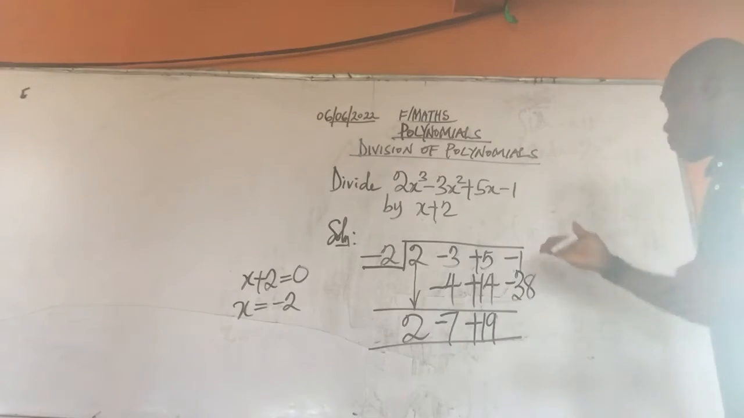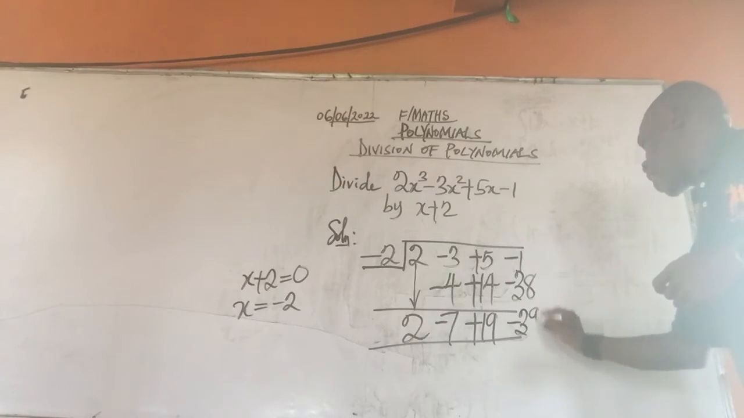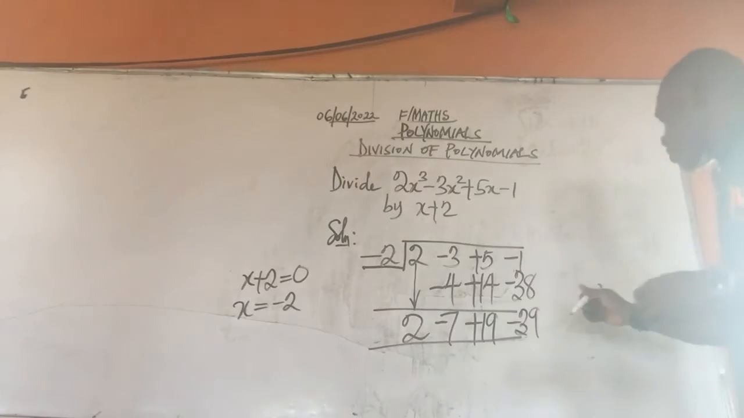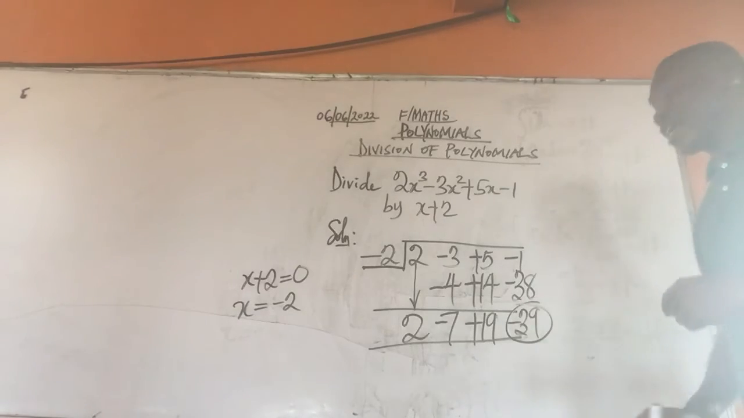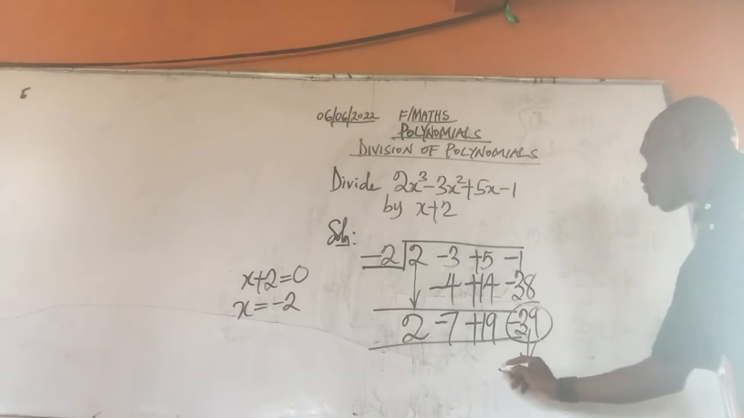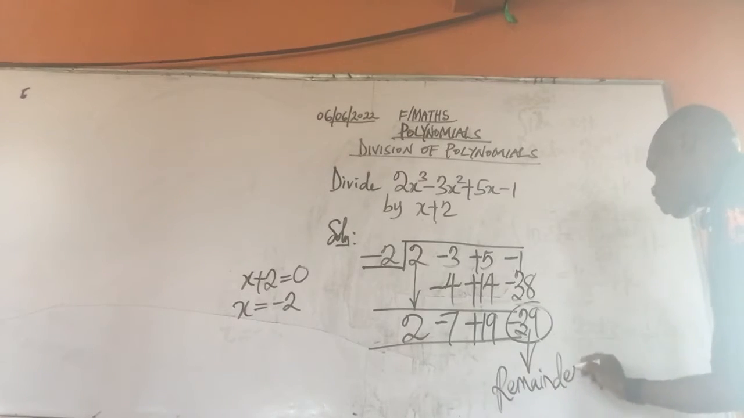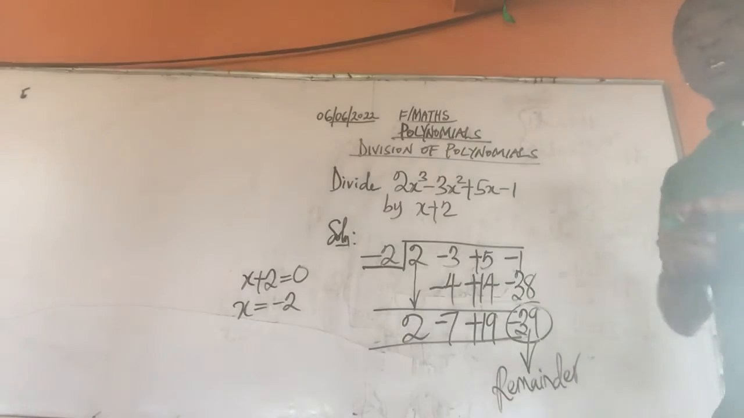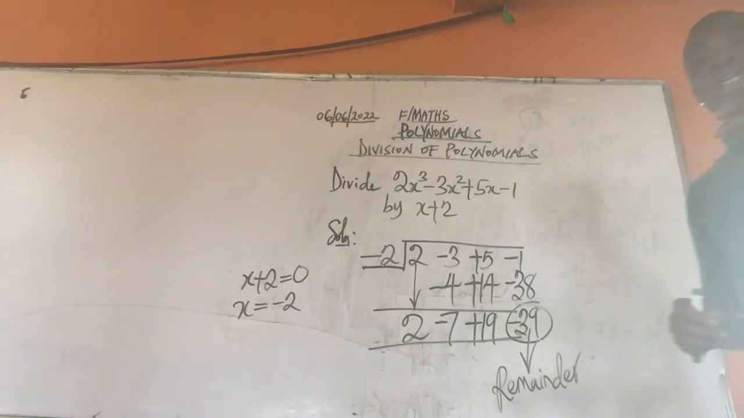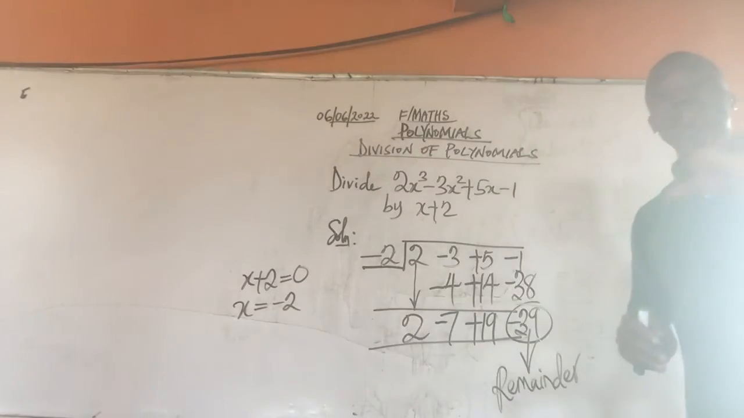What do we do next? Then we sum up the two results. That will give us minus 39. Please, my viewers, this final result we've gotten, which is minus 39, is what we call our remainder. So when we are dividing something like this in polynomials, we are supposed to get what is called the quotient. At the same time, we are supposed to get what is called the remainder.